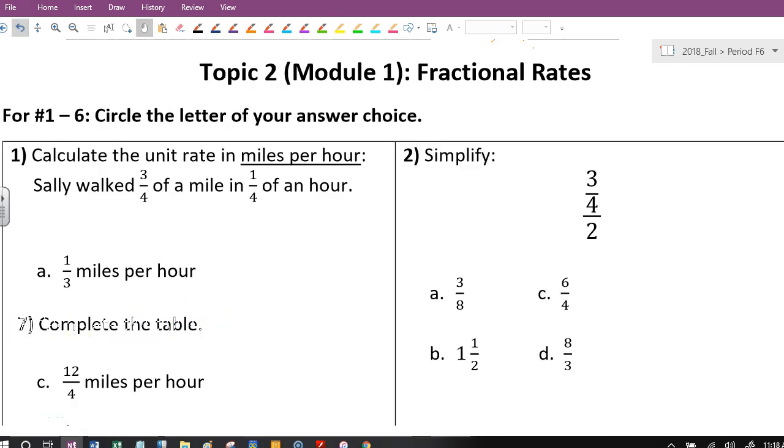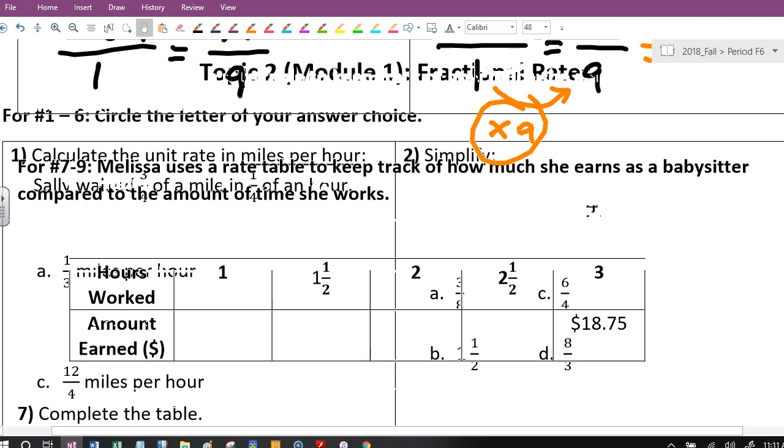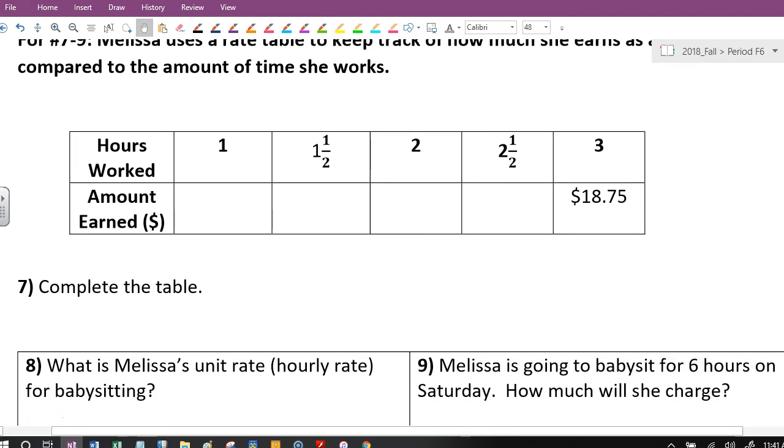Divide it by 3. Excellent. Does anybody have that number if you divide that by 3? $6.25. Very good. 75 cents is 3/4 anyway. So you take a third of that, and that's 1/4.